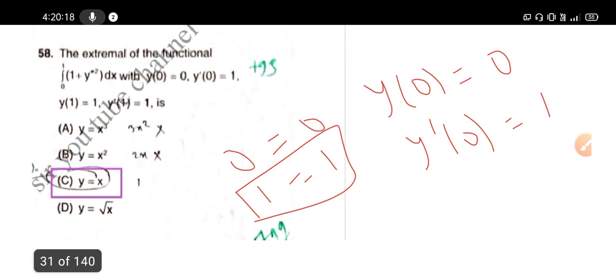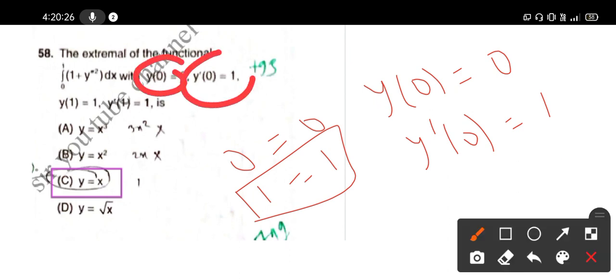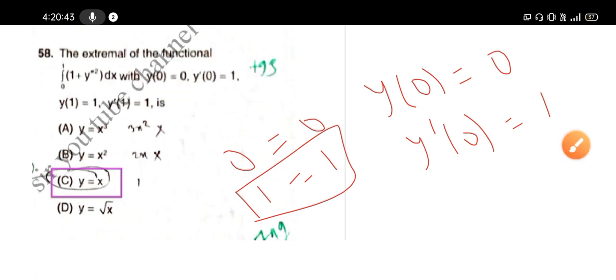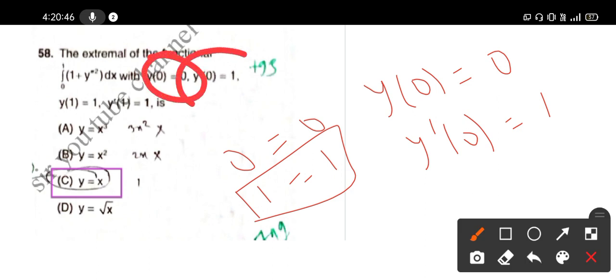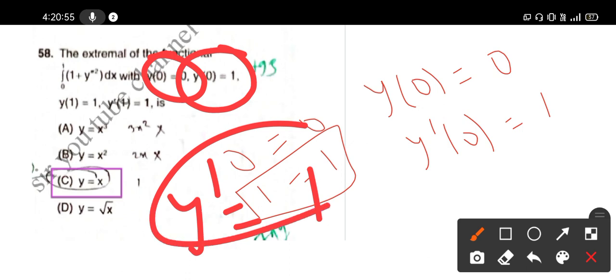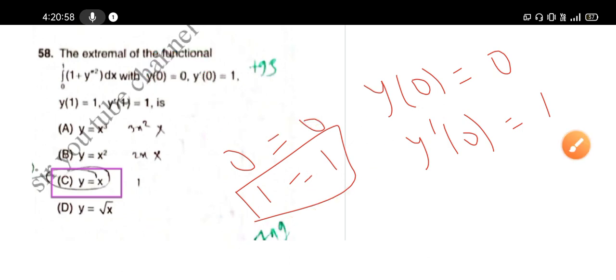The extremal of the functional integral is given with conditions. First of all, the conditions are y of 0 is equal to 0, y dash of 0 is equal to 1. If I take option C, you can check the others also; they are discarded. In option C, put x is equal to 0, and we get y of 0 is equal to 0. Option C satisfies this condition. Now check y dash of 0 is equal to 1. Here y dash is given with respect to x, and this directly satisfies it, so option C is correct.